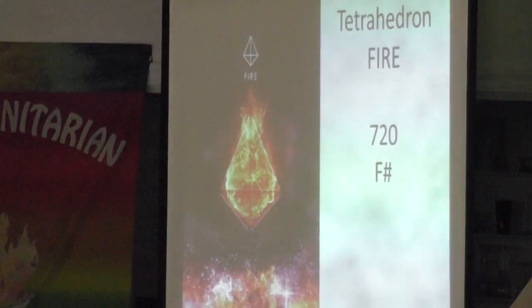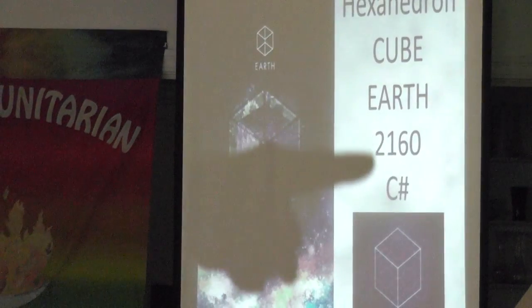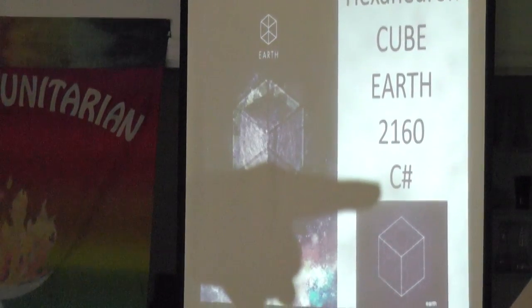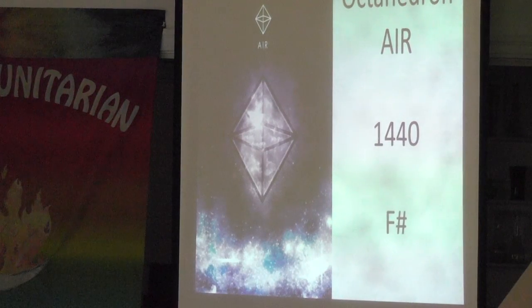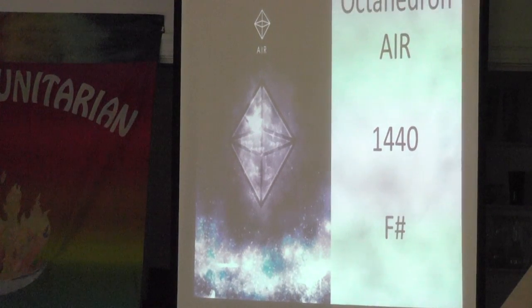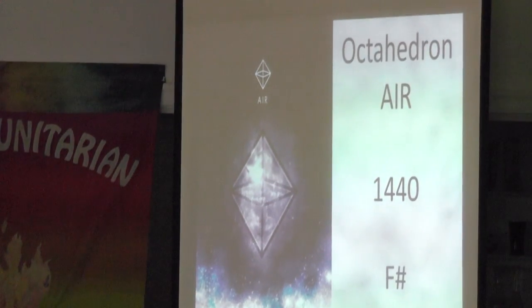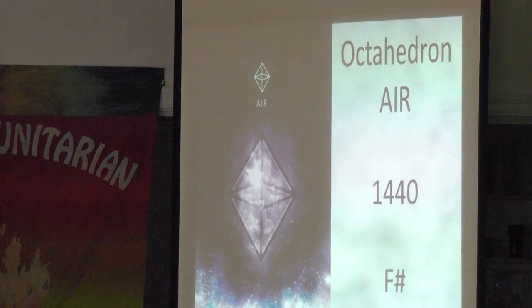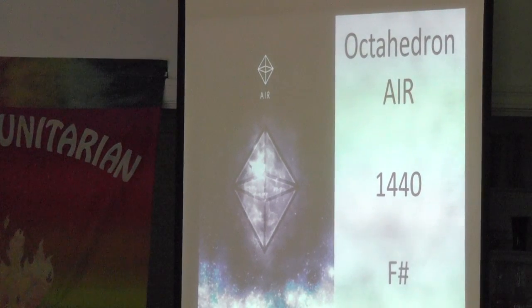Well, the other thing about these shapes is that if you add up all the angles, they add up to 720 and 2160, which is a C sharp, and that's an F sharp. And this is, of course, Pythagoras, how we came to find the music scale. That's why all these cultures around the world are using this music scale, because those frequencies are so harmonic that they put matter into a coherent state.